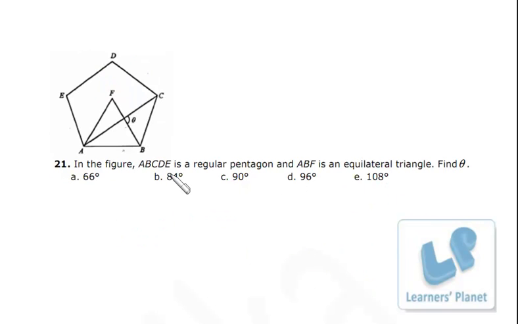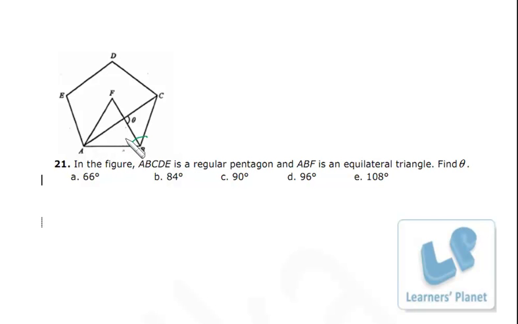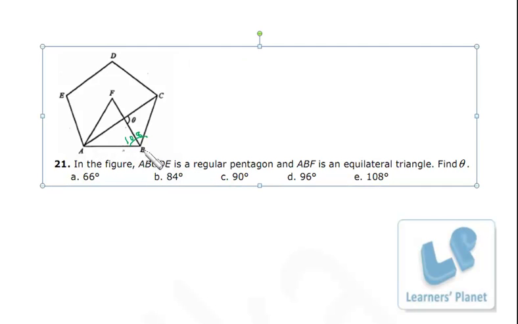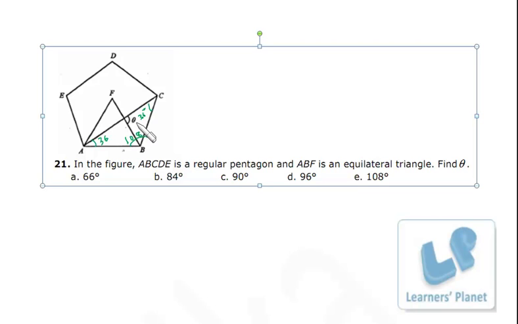In the figure, ABCDE is a regular pentagon and ABF is an equilateral triangle. Find theta. Okay. Interesting problem. Since ABCDE is a regular pentagon, this angle must be 108 degrees. Now BA is equal to BC because it's a regular pentagon, and in triangle ABC, the sum of this and this should be 72. So it has to be 36. It should be 36. Okay.